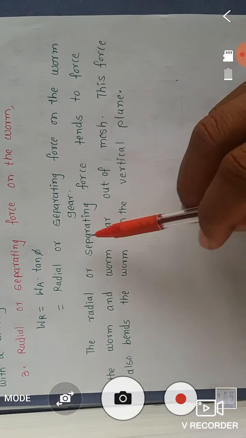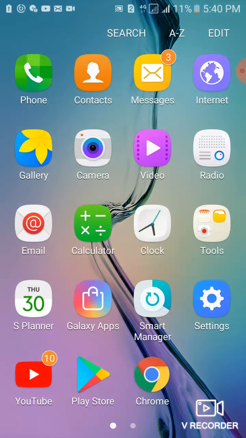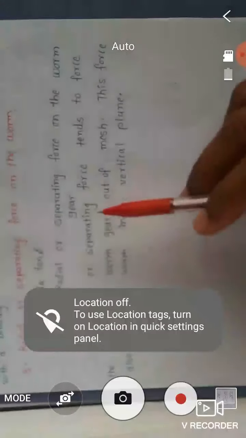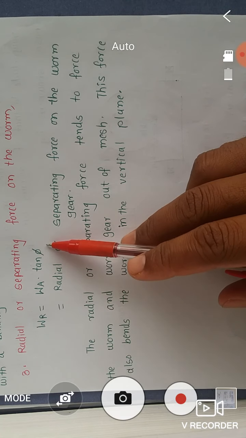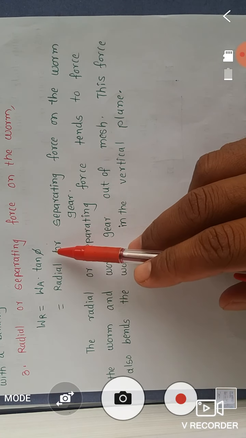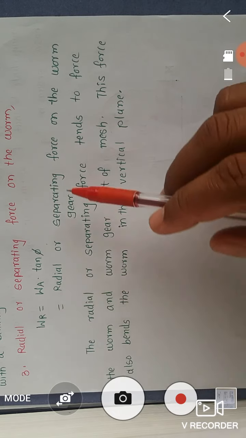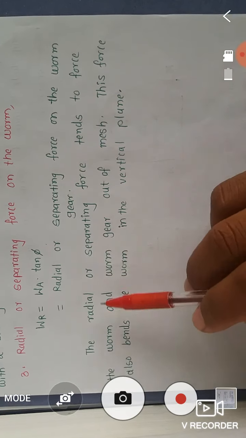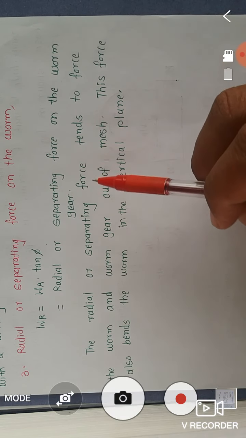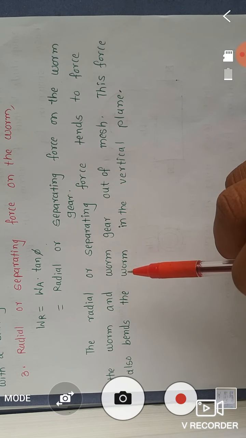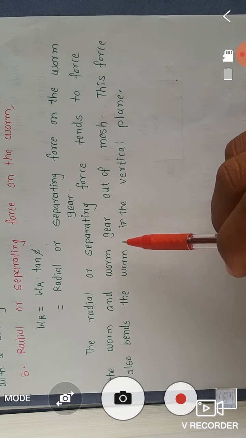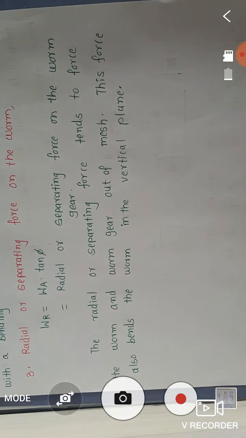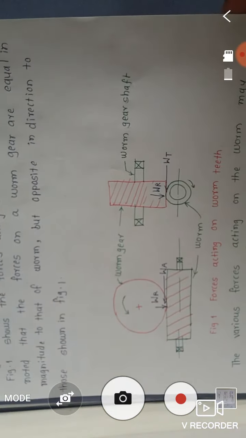Third force, that is the radial or separating force on the worm. This radial or separating force WR is equal to the axial force times tan phi, where phi is the pressure angle. The radial or separating force tends to force the worm and worm gear out of the mesh. This force also bends the worm in the vertical plane. So in this way we have discussed the forces acting on worm gears.